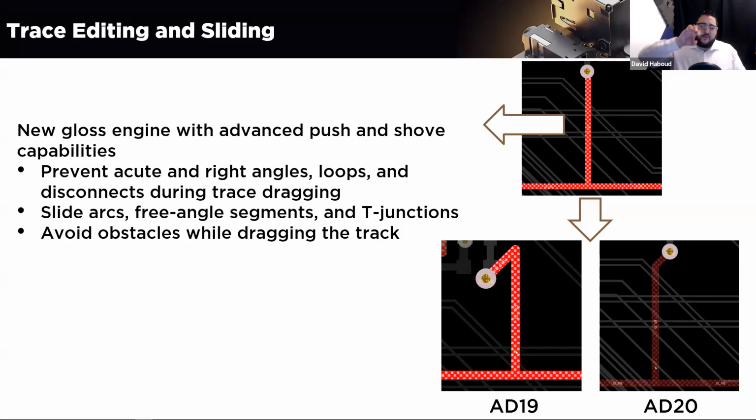The cool thing is when you have a T-junction, it now identifies that it's a T-junction, and you can move it all together. It identifies it, and it moves it as one piece. So it makes it really easy to slide. And in addition, with the new arc capabilities, you can slide all of that and all the free angle segments. And it makes it really easy to avoid the different obstacles while you're dragging things around.